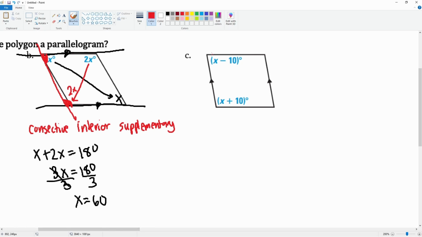Did you know that is the same thing as C here? These are also going to be consecutive interior angles, or supplementary. So we have x minus 10 plus x plus 10. That's going to be equal to 180.